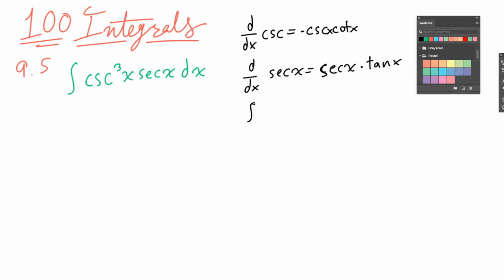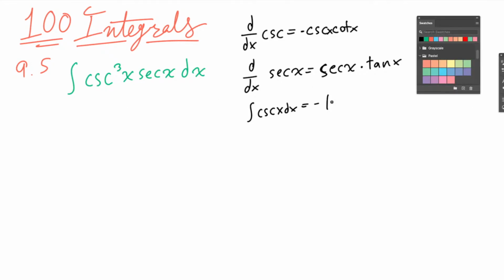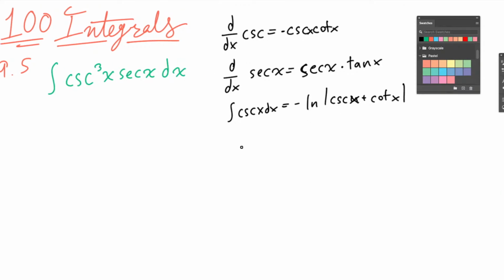The integral of cosecant x dx equals negative natural log of cosecant x plus cotangent x, and the integral of secant x dx is equal to natural log of secant plus tan. Now, such beautiful formulas.